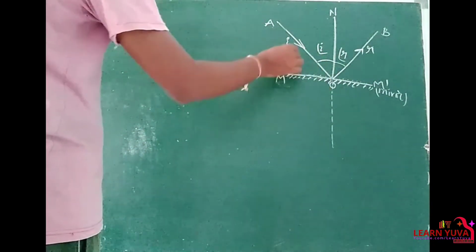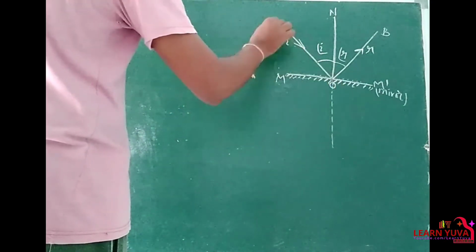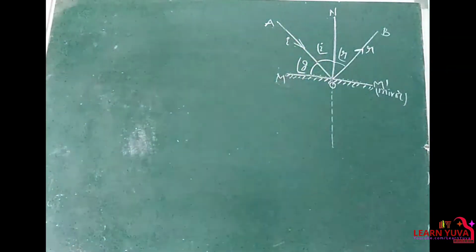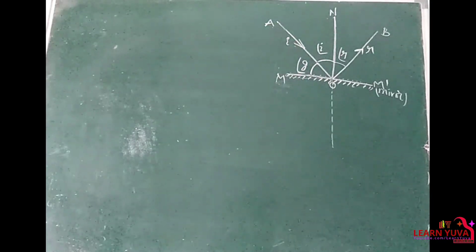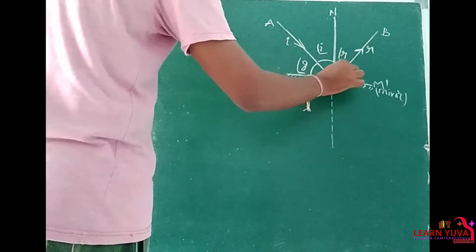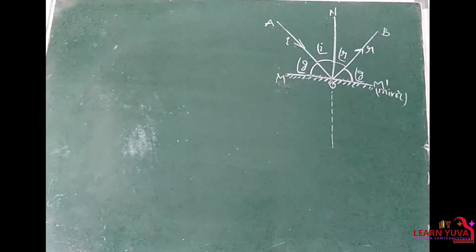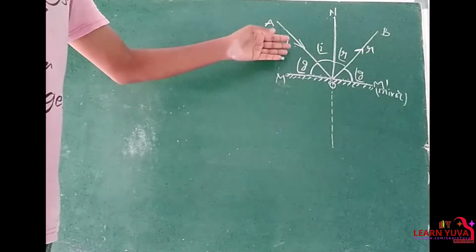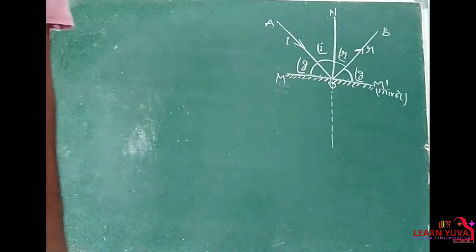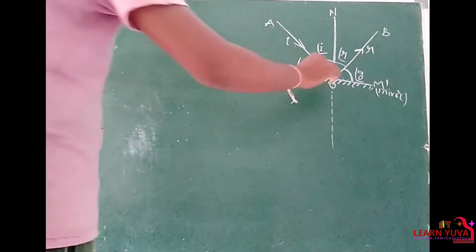To the surface and the incident ray, there is an angle MOA, which is nothing but the glancing angle, denoted by angle Z. Clear? And here also the angle M dash OB is also the glancing angle Z. So the glancing angle is the angle between the incident ray and surface, or the reflected ray and surface. Clear?